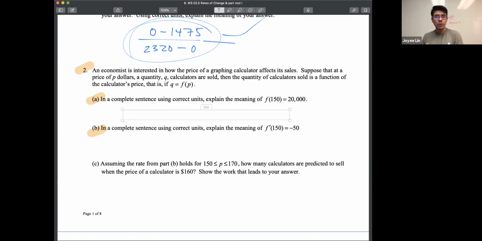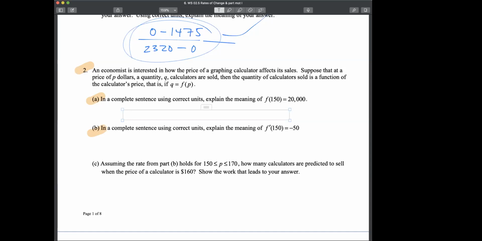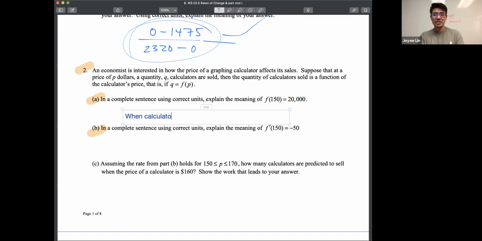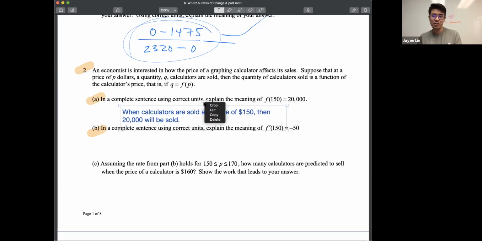So what are we plugging in? We're plugging in the value P, right? And that's the price. So we could say, if calculators are sold at a price of $150, then 20,000 will be sold. Exactly. When calculators are sold at a price of $150, then 20,000 will be sold. Perfect. That's what you would need to say if you were to get a free response, which you will get.